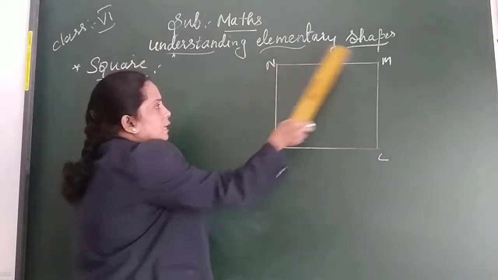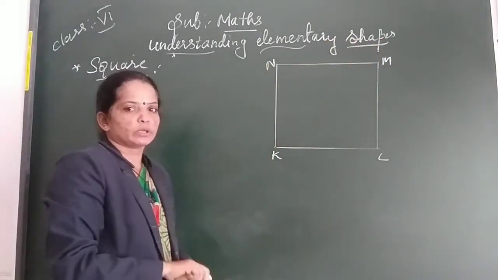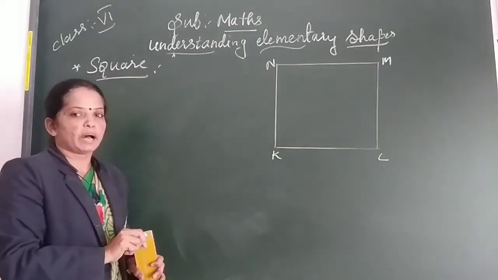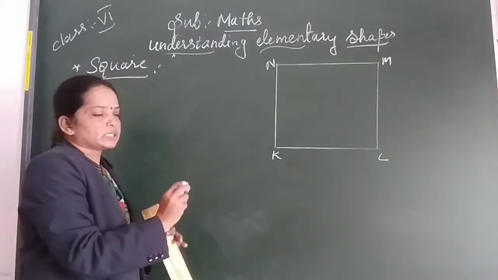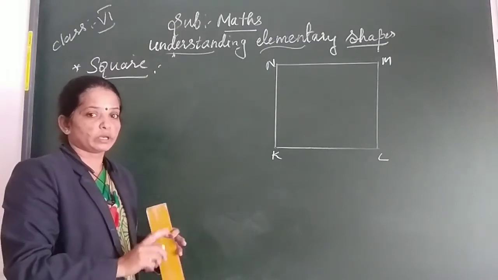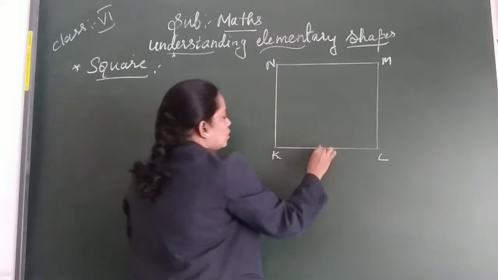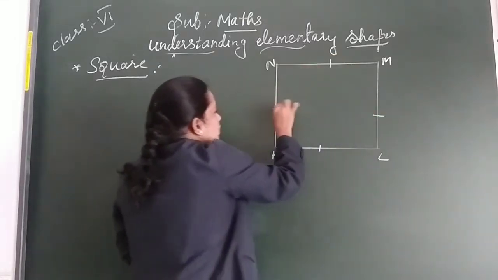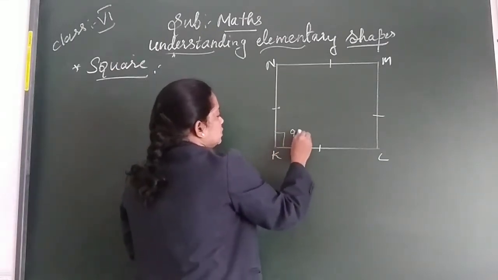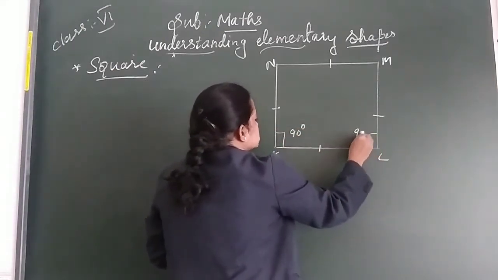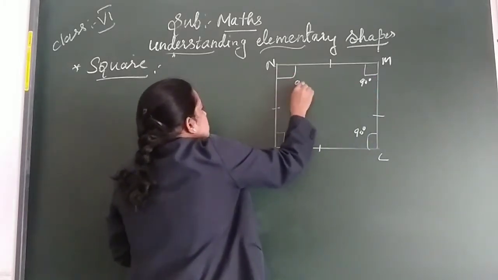KL is parallel to NM. KN is parallel to LM. So here pairs of opposite sides are parallel. And in the square all the sides are equal in length. In a rectangle, opposite sides are equal in length. In the square, all the sides are equal in length and all the angles are right angles. Here 90 degrees, 90 degrees, 90 degrees, and 90 degrees.